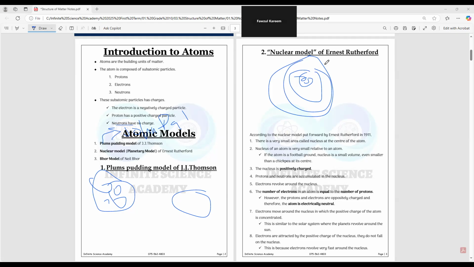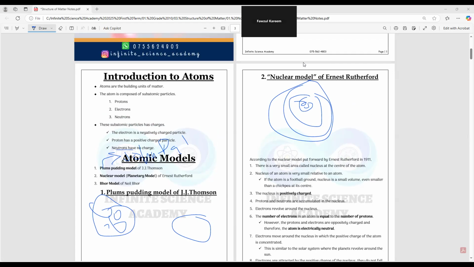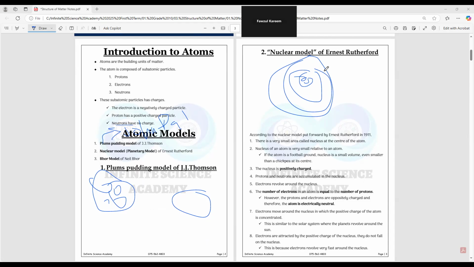When you have completed reading, you can put a message in the chat box, right? Then I can know whether you have read the notes or not. If you tell me whether you have read it or not, then I will know. So if you have completed, you can put a message in the chat box.